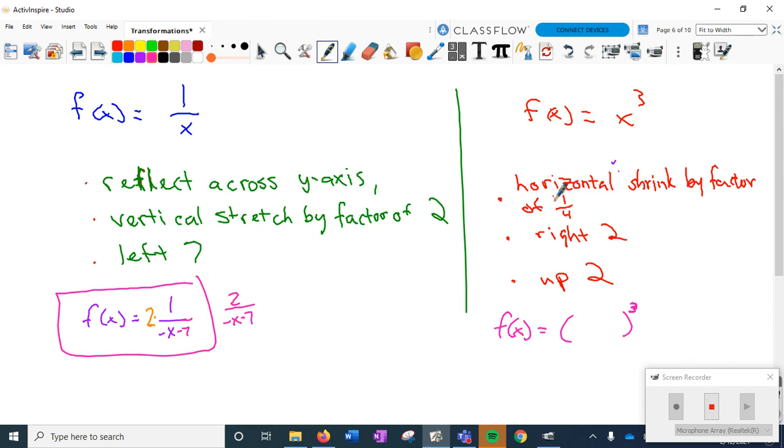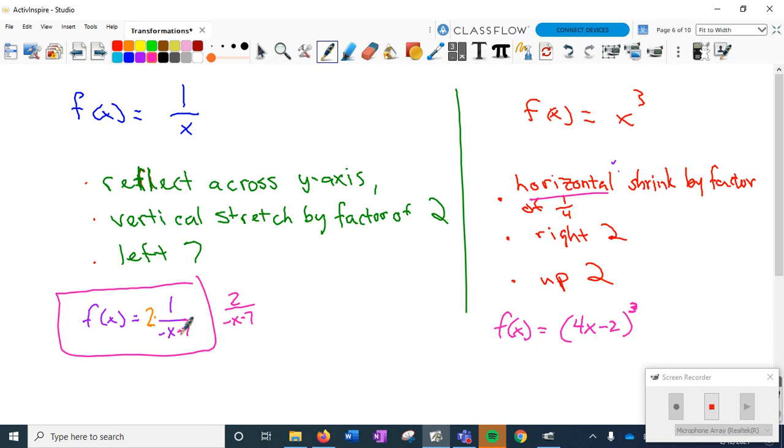Horizontal shrink by a factor of 1/4. Okay? Horizontal has to happen inside. And remember, things that happen inside have to be opposite of what we think. So instead of putting a 1/4, I'm actually just going to put a 4 and then an x. Okay? Just because it's horizontal, it's opposite of what I think. Okay? How about right 2? Where does that go? Right is horizontal. So that has to go inside. Remember, right is minus. Okay?